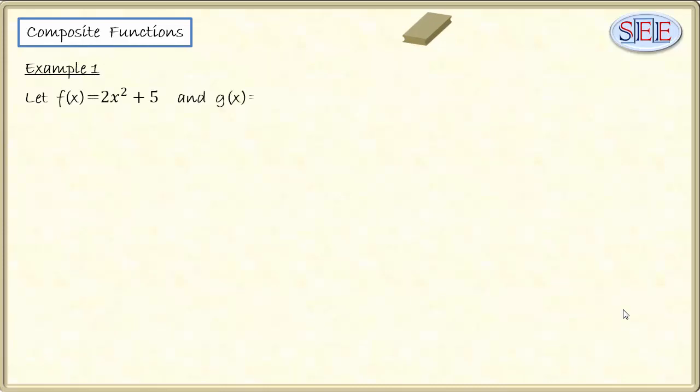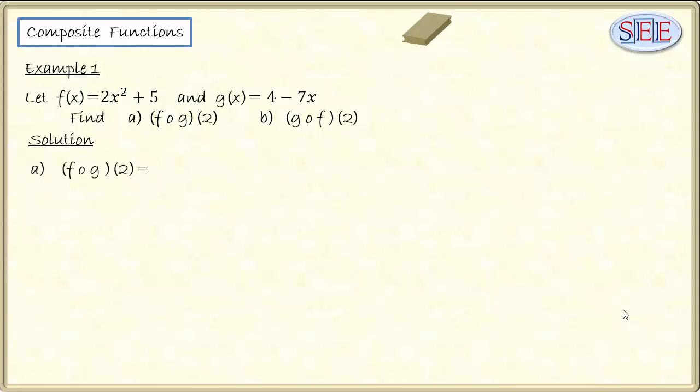Example number 1 says: if we have the function f defined by the formula f of x equals 2x squared plus 5, and another function g defined by the formula g of x equals 4 minus 7x, the question asked here is to find A, f of g of 2, and B, g of f of 2. So, solution to this problem, starting with question A, we are asked to find f of g of 2.